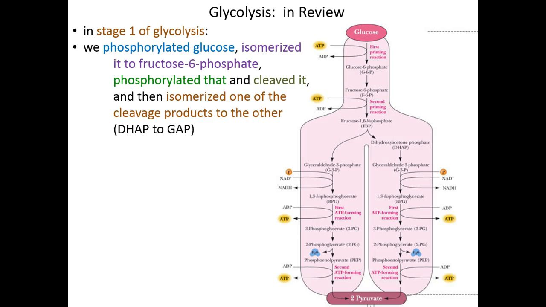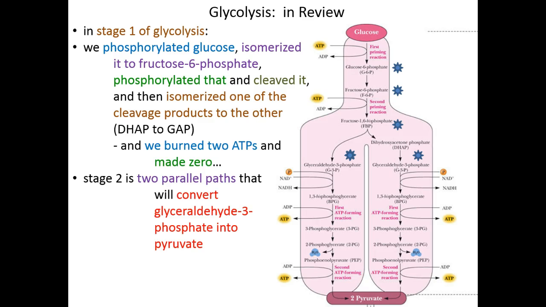Steps 1 and 3 there consumed ATP, and we were at a 2 ATP deficit at that point. Fructose 1,6-bisphosphate was then cleaved into GAP, or glyceraldehyde 3-phosphate, and DHAP. And DHAP was isomerized into another molecule of GAP. So at the end of phase 1, or stage 1 of glycolysis, we are poised with 2 molecules of GAP from that single molecule of consumed glucose.